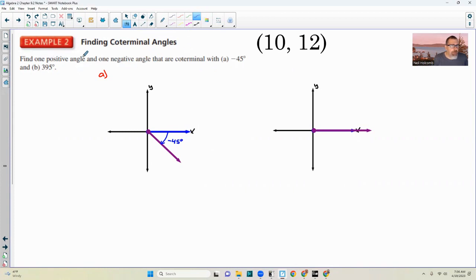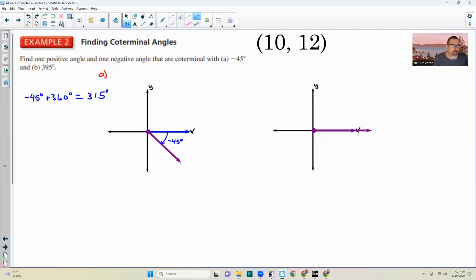And it says find 1 positive angle and 1 negative angle that are coterminal. So what you're going to do is you say negative 45 degrees plus 360 degrees equals, and I'm just going to put this underneath like this so I can calculate it. So I'm going to get a 5. 10 minus 5 is 5. This is now a 5 minus 4 is 1. So it's 315 degrees. Okay, so 315 degrees.